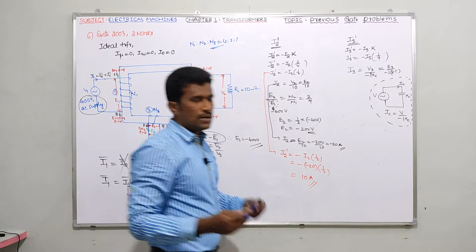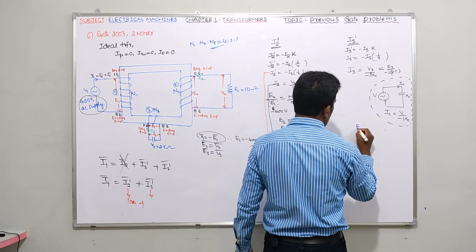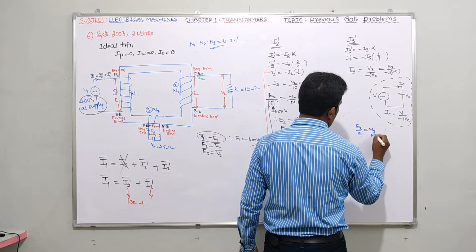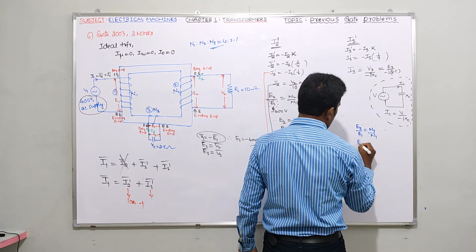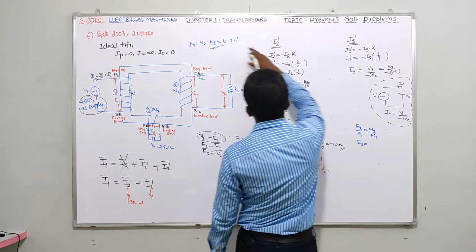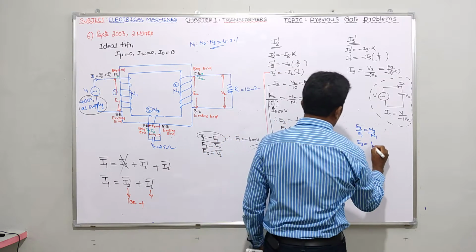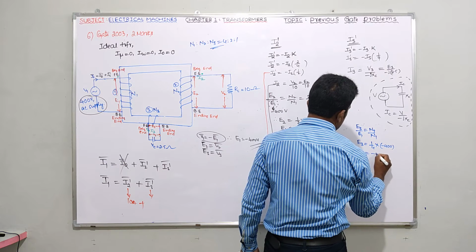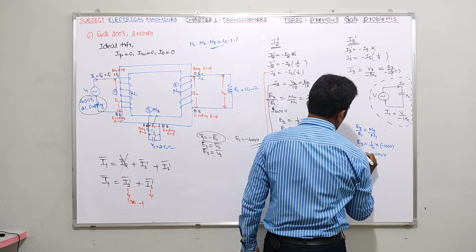E3 by E1 equals N3 by N1. That's it. You know the E1 value already. E3 equals N3 by N1, which means 1 by 4 into the E1 value, how much? Minus 400. So the value is minus 100 volts. This is the value of your E3.